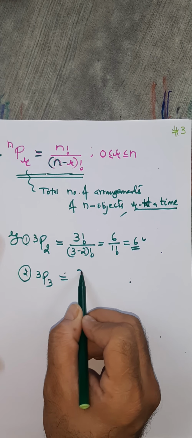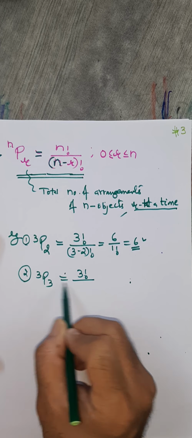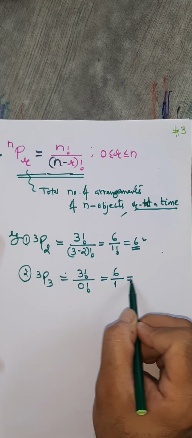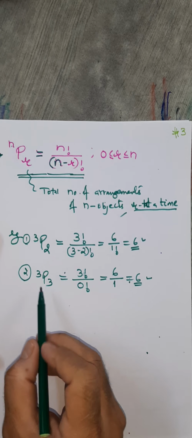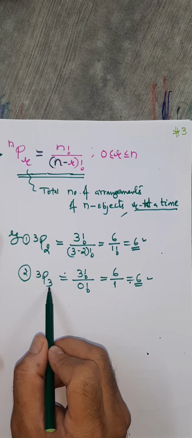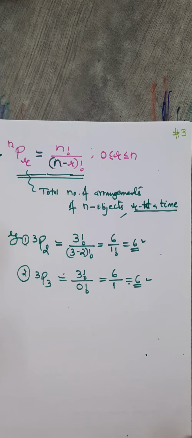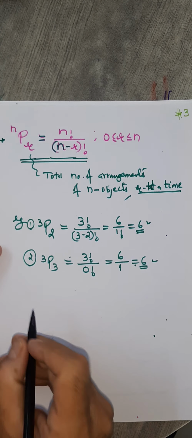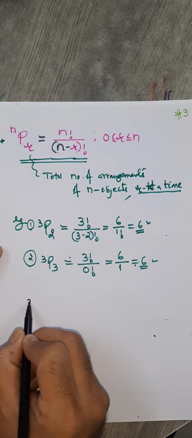Suppose, let's see one more. 3P3. What's 3P3? 3 factorial upon 3 minus 3, which is 0 factorial. What is 3 factorial? 6, and this is 1, so 6. What's the meaning of this? अगर आप 3 objects ले रहे हैं, and if you select all 3 at a time, तो 6 permutations आप बना सकते हैं. 6 arrangements can be made. Remember. Okay. One more. Let's try it. For example, the third one.